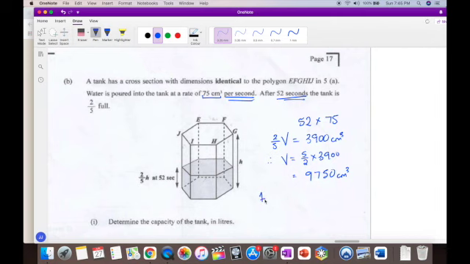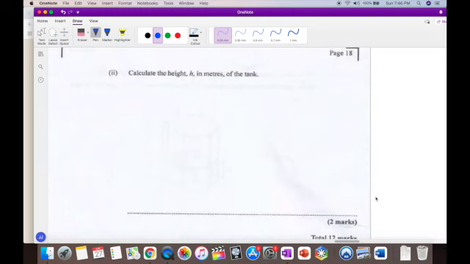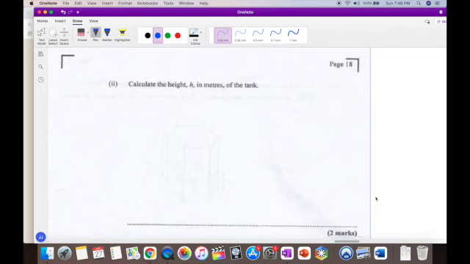1 liter is 1,000 cm cubed, right? So therefore, 9,750 cm cubed, dividing by 1,000, we will end up with 9.75 liters. So we now have to calculate the height in meters of the tank.